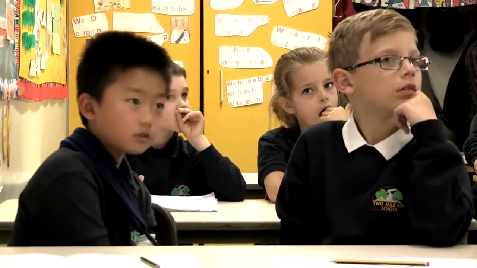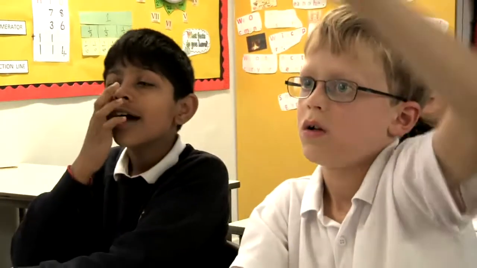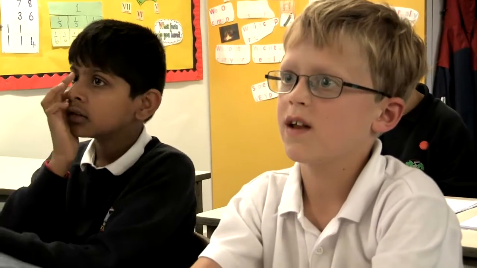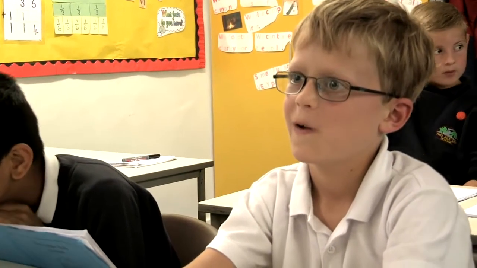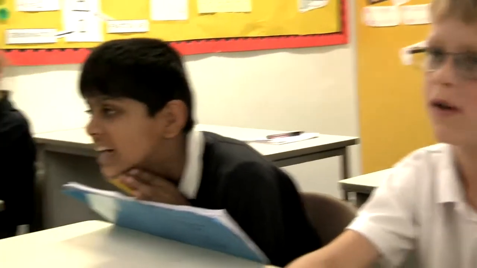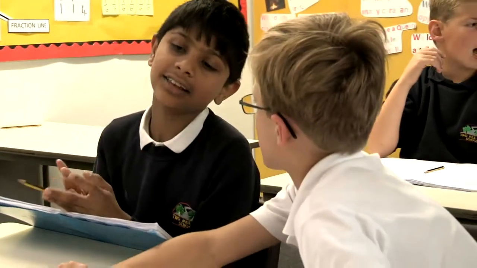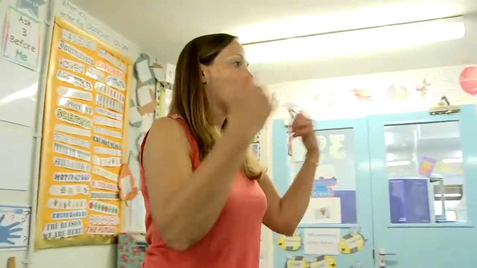3, 2, 1. Who can tell me what the rule is in this number sentence? Toby. Multiply first, then subtract. Good boy. We multiply first, then we subtract. Say it back to me. We multiply first, then subtract. Tell your learning partner. We multiply first, then subtract. And tell me one more time. We multiply first, then subtract.